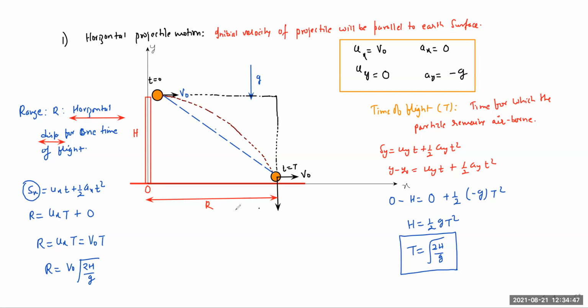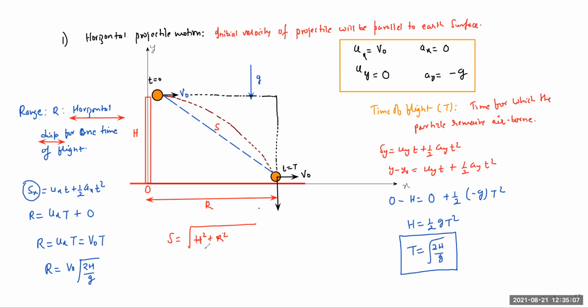Yes, sir. Okay. So now the third thing which they will ask you is the displacement. What is the displacement? The displacement is the square root of h square plus r square, right?